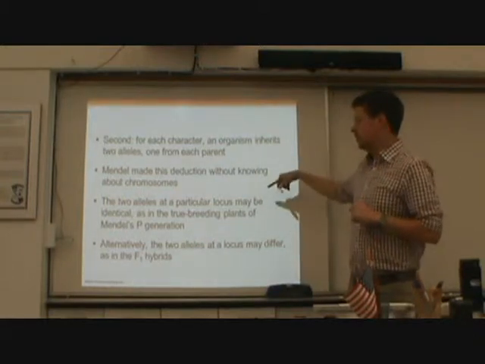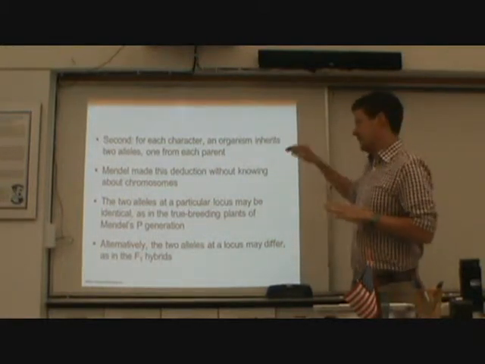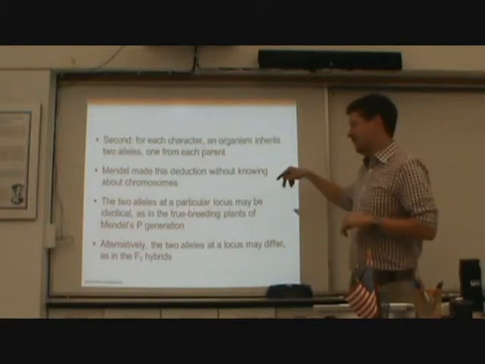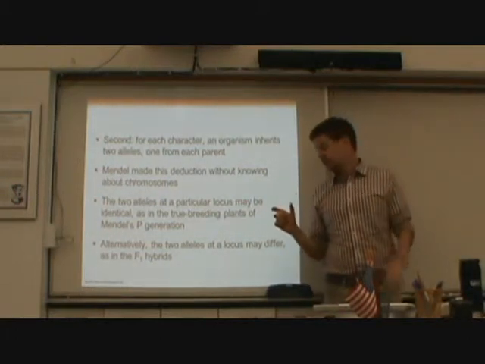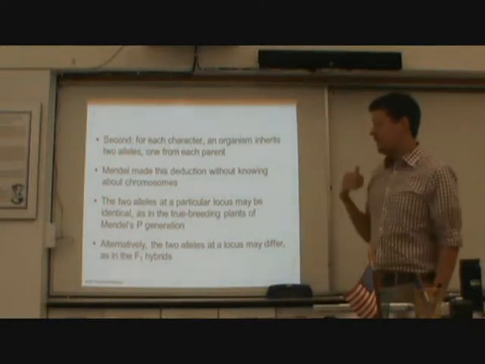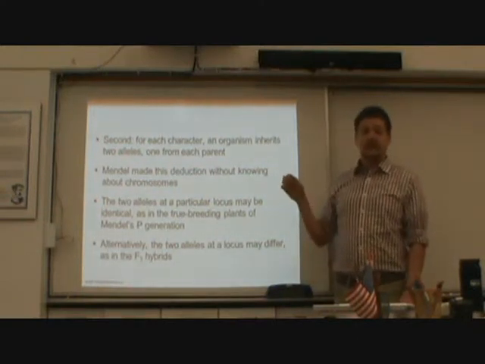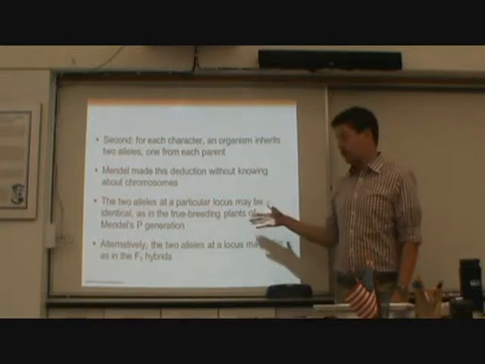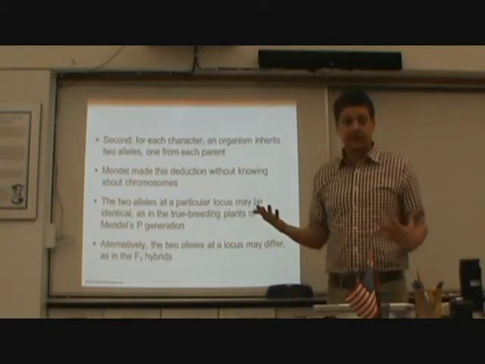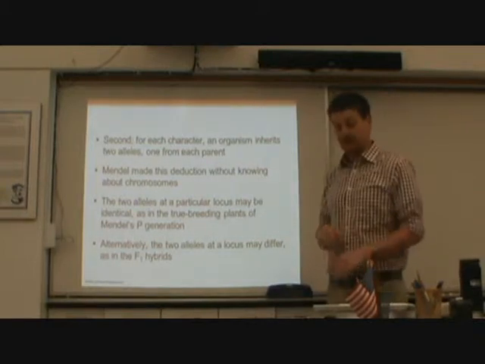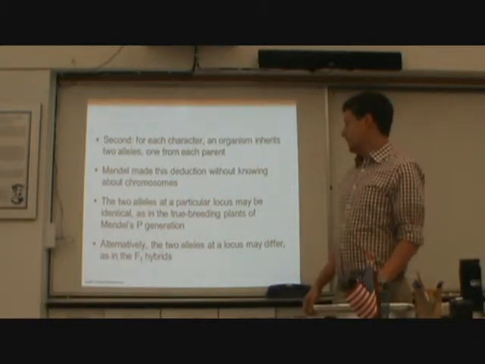And he also said that the two alleles, well, he didn't say this. We know now that the two alleles at a particular locus, so two different versions of one gene, might be identical, as with the true breeding flowers that he was using, or they might be different. And we'll talk about the words for those in just a little bit.